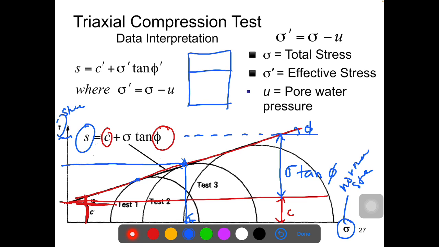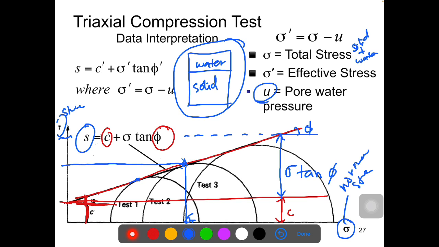Solid. Okay, so this is solid, this is water. Total stress for all means solid plus water. U is only for water. Effective stress is only for solid.